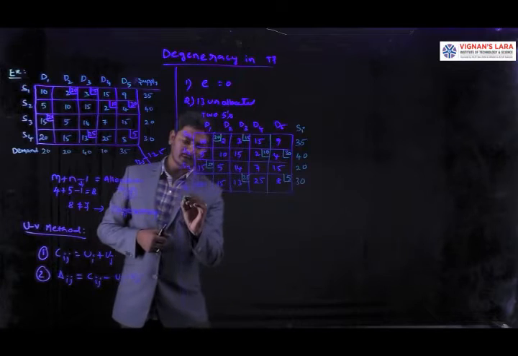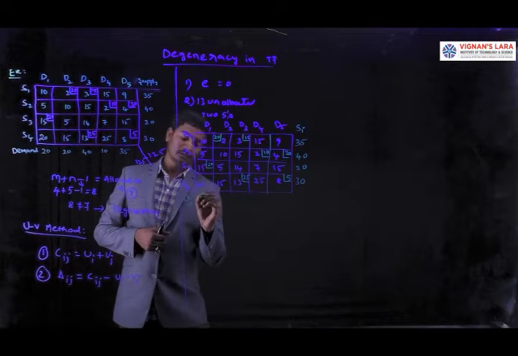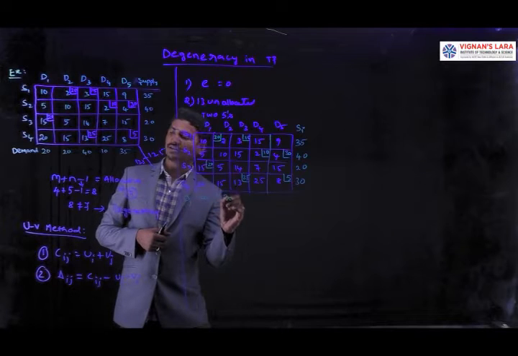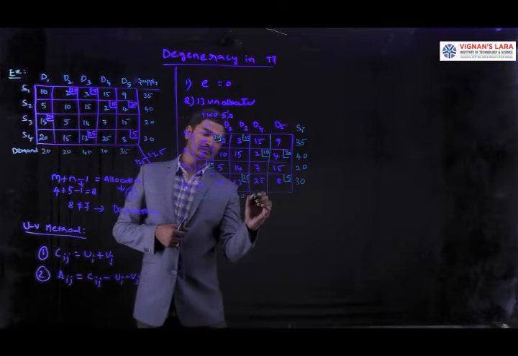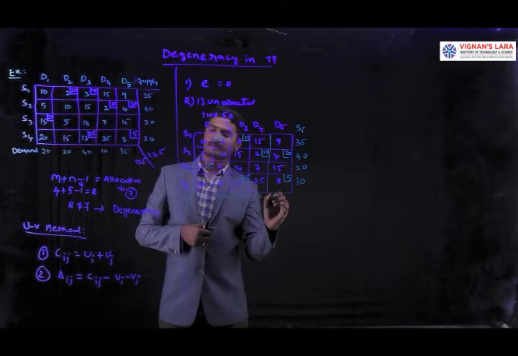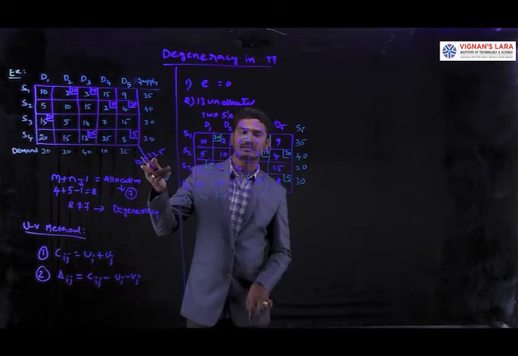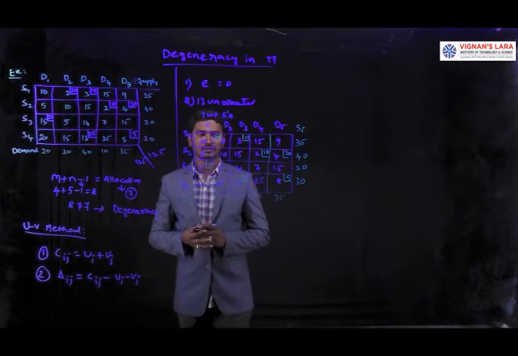Then I would like to take the demand values Dj: 20, also 20, 40, 10, 35. Okay, it is a balanced transportation problem. Why? Because it is already given that total supply is equal to total demand.